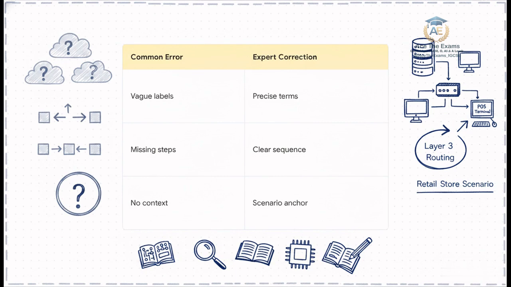All right, time's up. The glaring problem there was super vague wording and absolutely 0 context. Notice how the expert correction upgrades the answer entirely. It replaces those vague labels with extremely precise technical terminology. It explains the clear, logical sequence of exactly how packets are routed. And, most importantly, it anchors the mechanism directly to the provided scenario of the retail store's point-of-sale system. It moves completely from a generic Layer 1 guess to an absolute Layer 3 masterpiece.